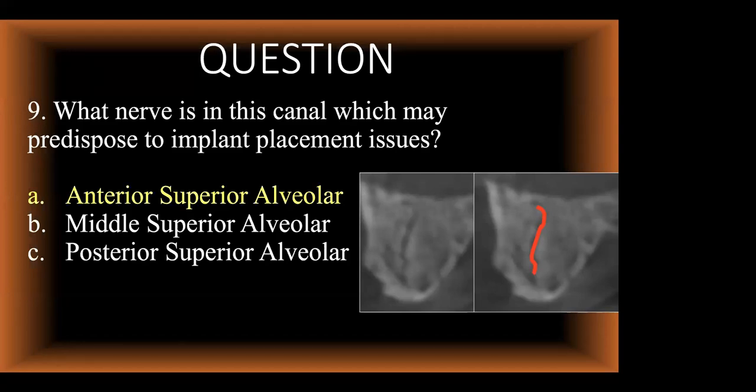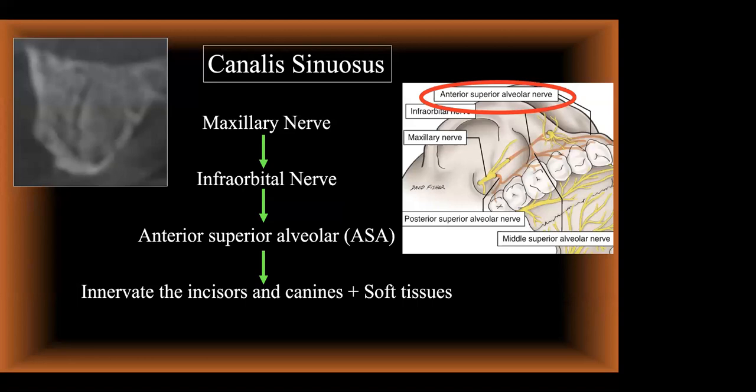So let's see why A is the correct one. We have V2, the maxillary nerve, which gives off a branch, the infraorbital nerve. The infraorbital nerve gives off the branches of the superior alveolar nerves. And the anterior superior alveolar innervates the incisors and the canines, plus the soft tissues of the maxillary sinus in that area. So what actually is this canalis sinuosus? It's a canal which carries this anterior superior alveolar nerve.